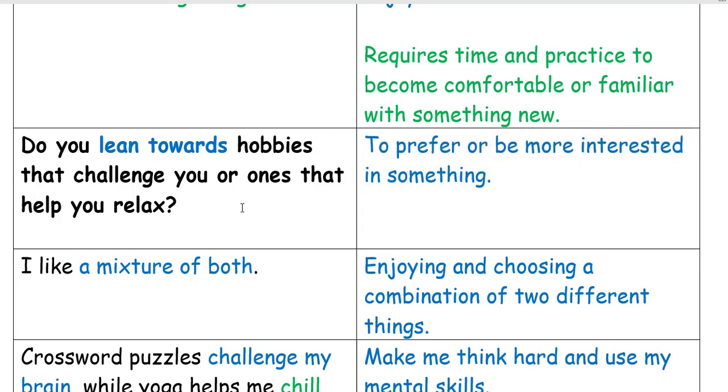Okay, so for example, do you lean towards playing football or basketball? Which means, what do you prefer? Okay, next, I like a mixture of both. The expression a mixture of both means enjoying and choosing a combination of two different things. You like both of these aspects, not just only one. So it's a mixture of both.